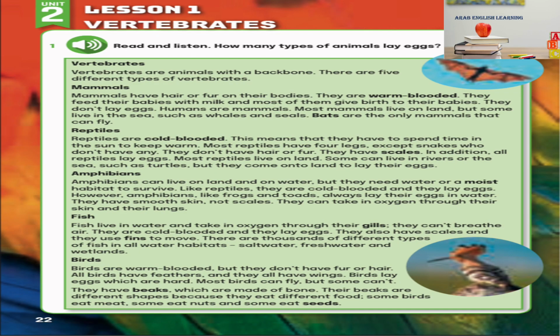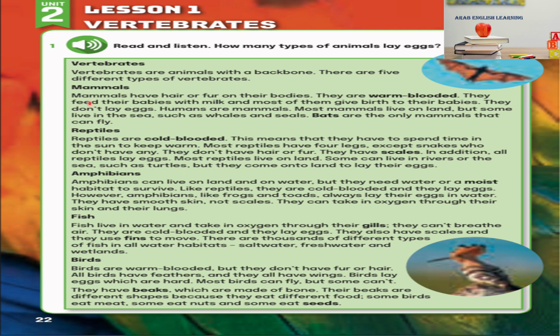Lesson 1, Vertebrates, page 22. Read and listen. How many types of animals lay eggs? Vertebrates. Vertebrates are animals with a backbone. There are 5 different types of vertebrates.